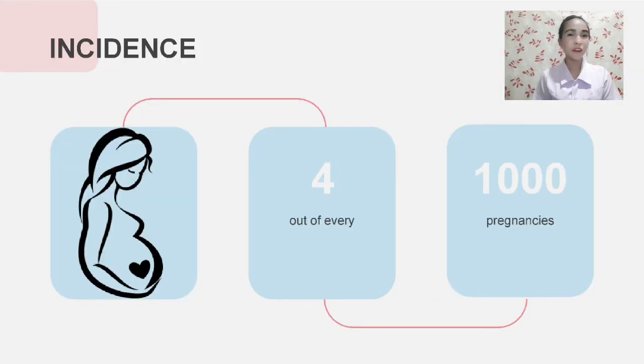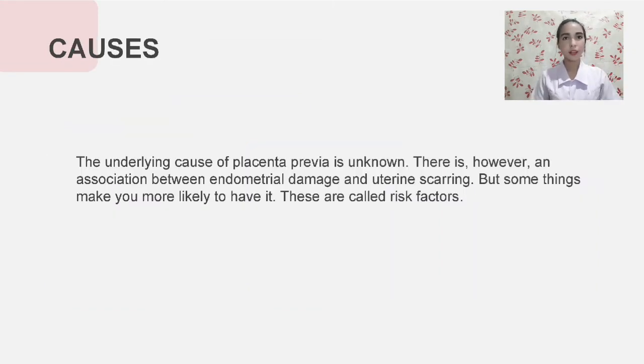Placenta previa is found in approximately 4 out of every 1,000 pregnancies beyond the 20th week of gestation. So the prevalence is several-fold higher around 20 weeks of gestation than at birth because most previas identified in early pregnancy resolve before delivery. The underlying cause of placenta previa is unknown.